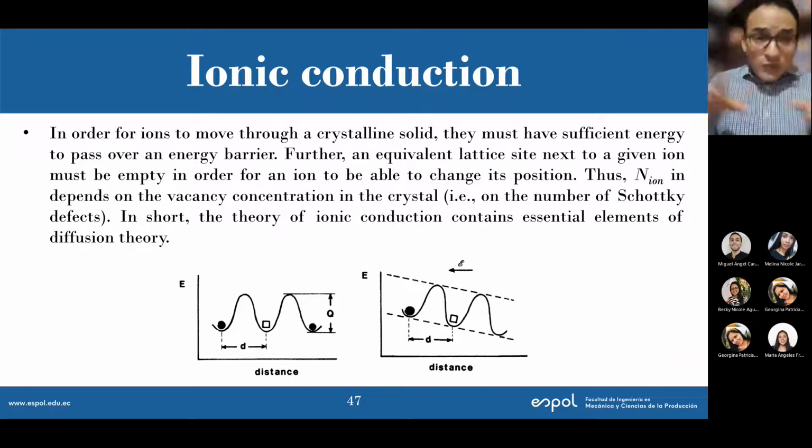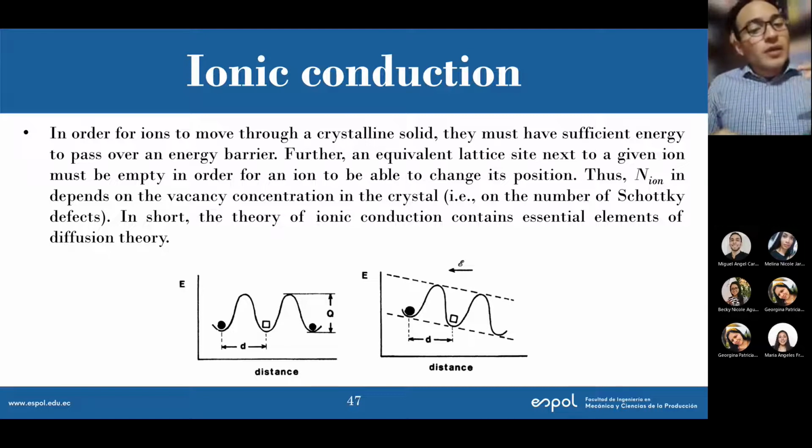For ions to move through a crystalline solid, they need sufficient energy, like electrons do, right? Remember, electrons need that extra energy from, let's say, increasing temperature to be able to jump from the valence band to the conduction band. So same principle here for ions. They need enough energy to move.